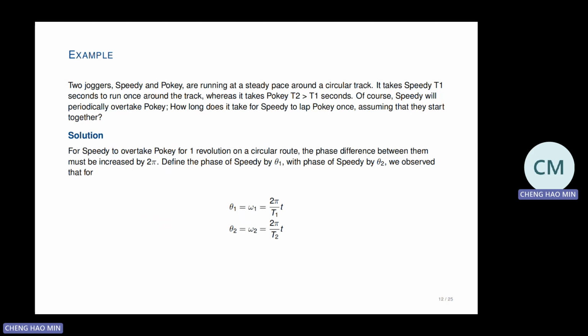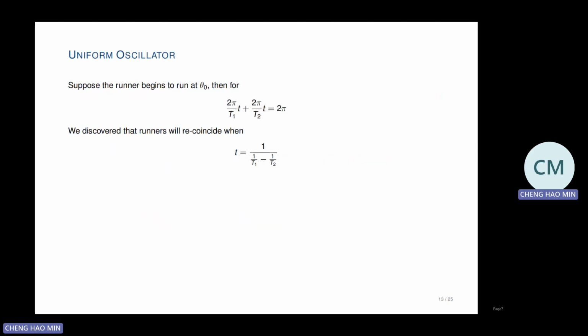So we define the phase of Speedy by theta 1 and the phase of Pokey by theta 2. We observed that theta 1 equals omega 1 times t, which equals 2 pi over T1 times t, and the same for theta 2. Suppose the runners begin to run at theta 0, the initial condition, then after calculation, we can derive this formula: for one revolution of overlap, the time required is the inverse of 1 over T1 minus 1 over T2.